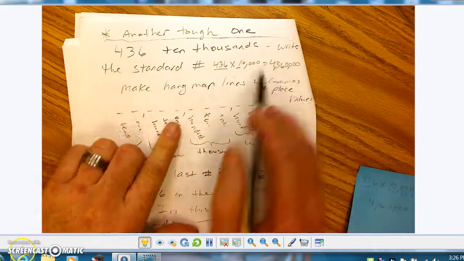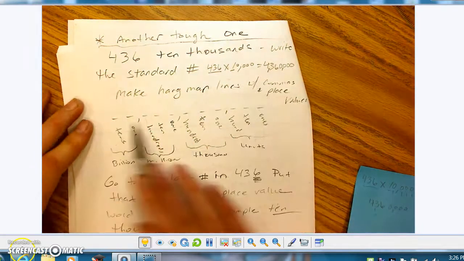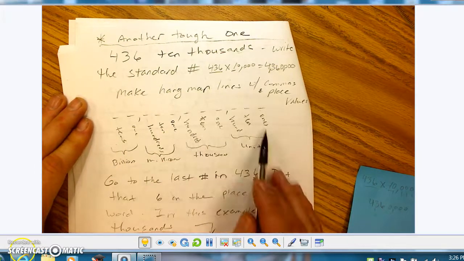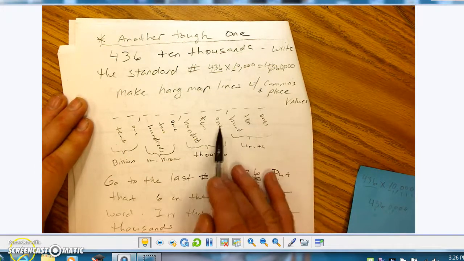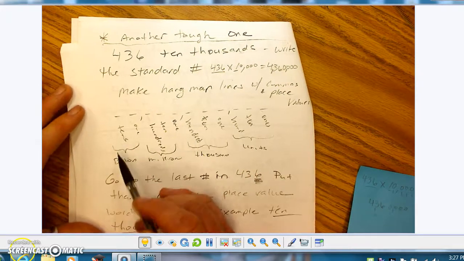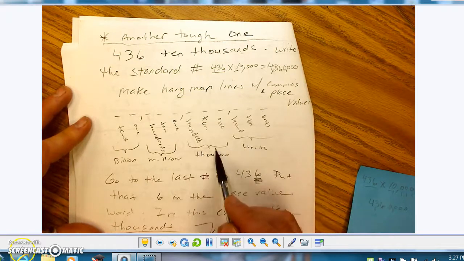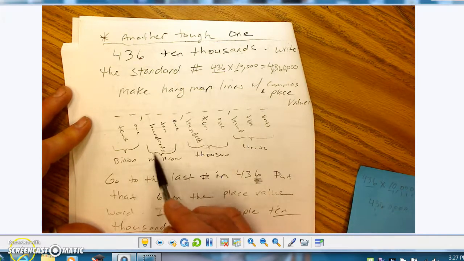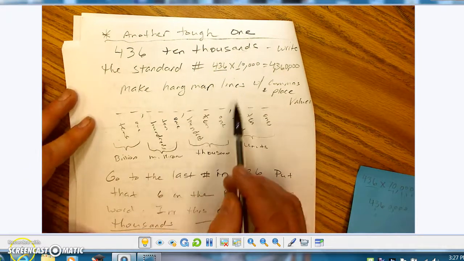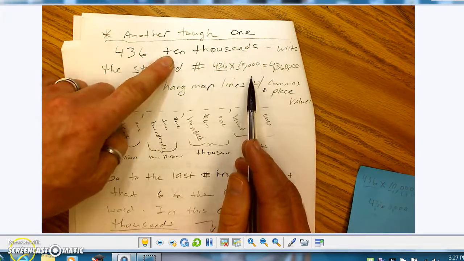Another way is this, which is 436 10,000s, and I did a little hangman thing. So hangman, 3 place values, right? And it keeps going 1s, 10s, 100s, 1s, 10s, 100s, forever and ever. Now this is your units area. This is your thousands area. This is your millions area. They call them periods.